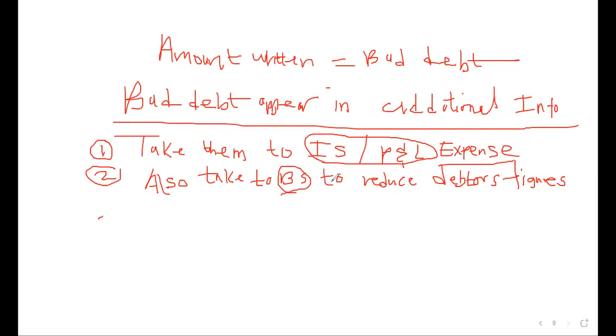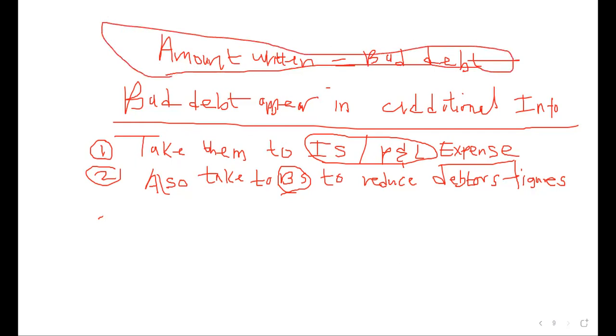Okay, let's make it practical. Do you have the question with you, the same question that you're talking about? If you have that question, we are now sorting it out together right now. Give me the total debtors figure. How much was it? It's trade debt 70,000. The total debtors was 70,000.